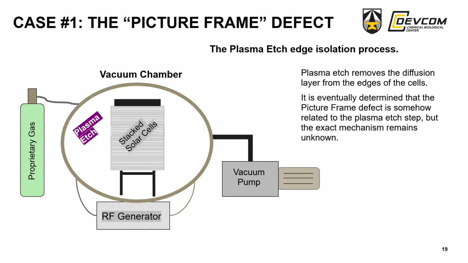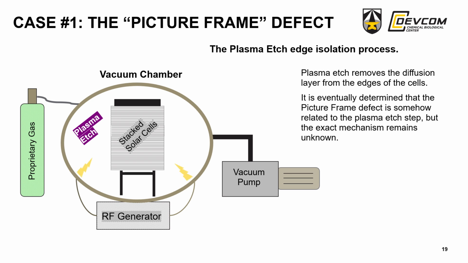This is a conceptual of the plasma etch edge isolation process. First of all, you'll notice a vacuum chamber, and anyone that has time in manufacturing, when they hear vacuum chamber, it's ka-ching, it's going to cost you money. You have to maintain the pumps, you got to maintain the oil, you got to get rid of the oil. So in this process, we stack the cells up so only the edges are exposed in the chamber.